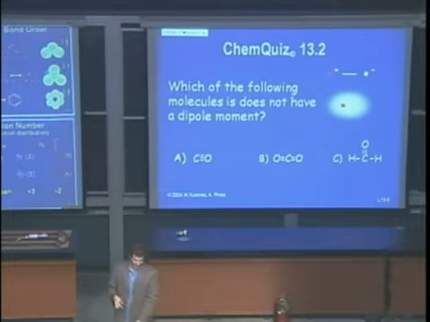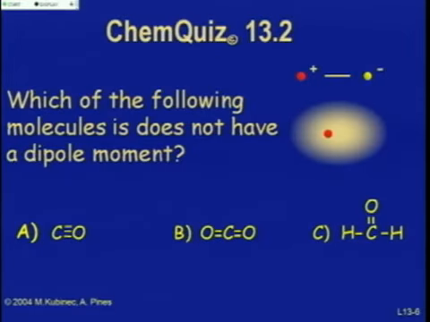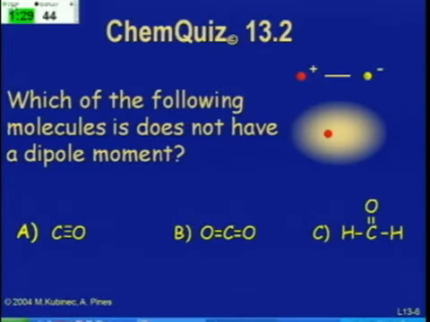All right, another chem quiz. Let's see if we can do this. Remembering about our dipole symmetry here from our Lewis structures, which of the following molecules does not have a dipole moment? A, B, or C? See what we got here. We got carbon monoxide, carbon dioxide, and formaldehyde. I think we've seen all of these before.